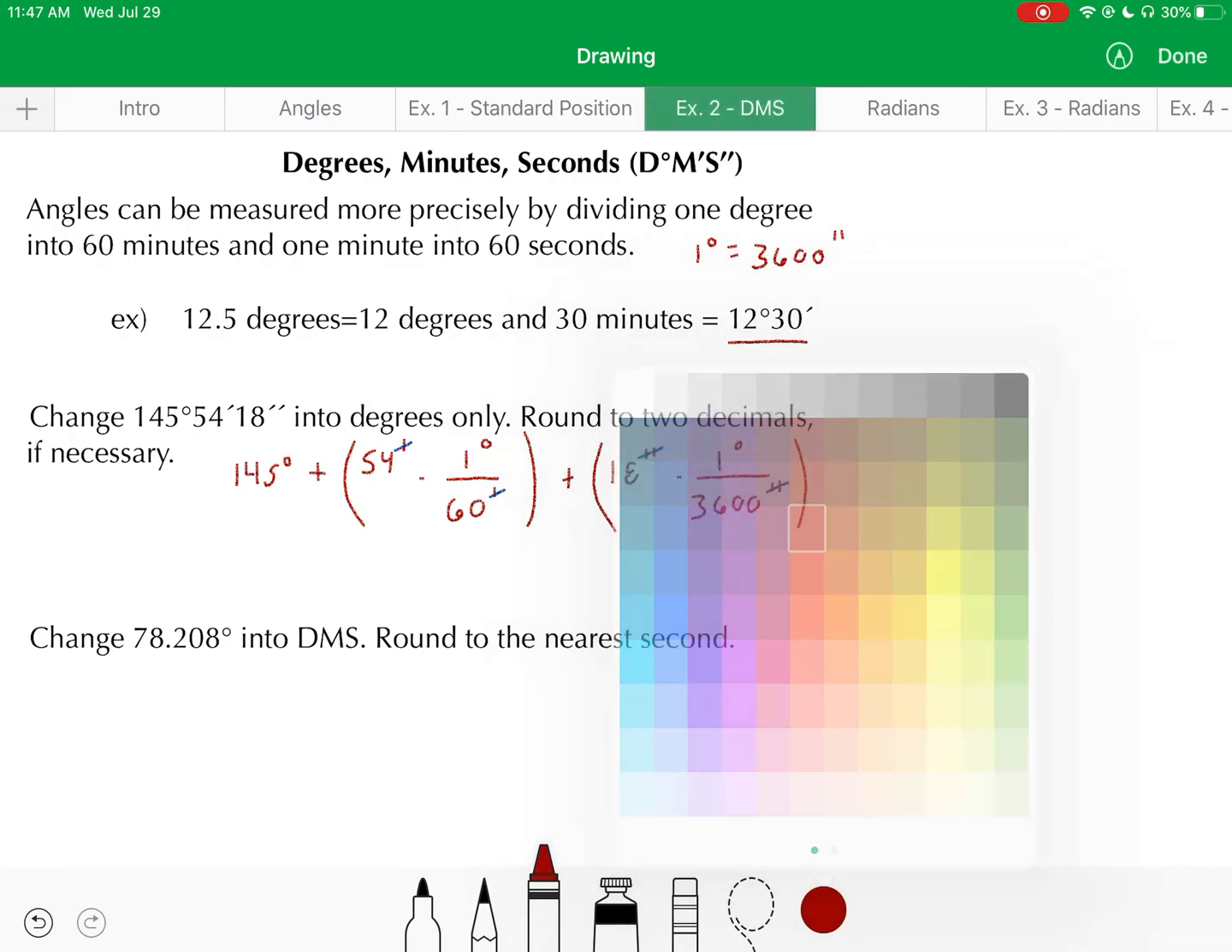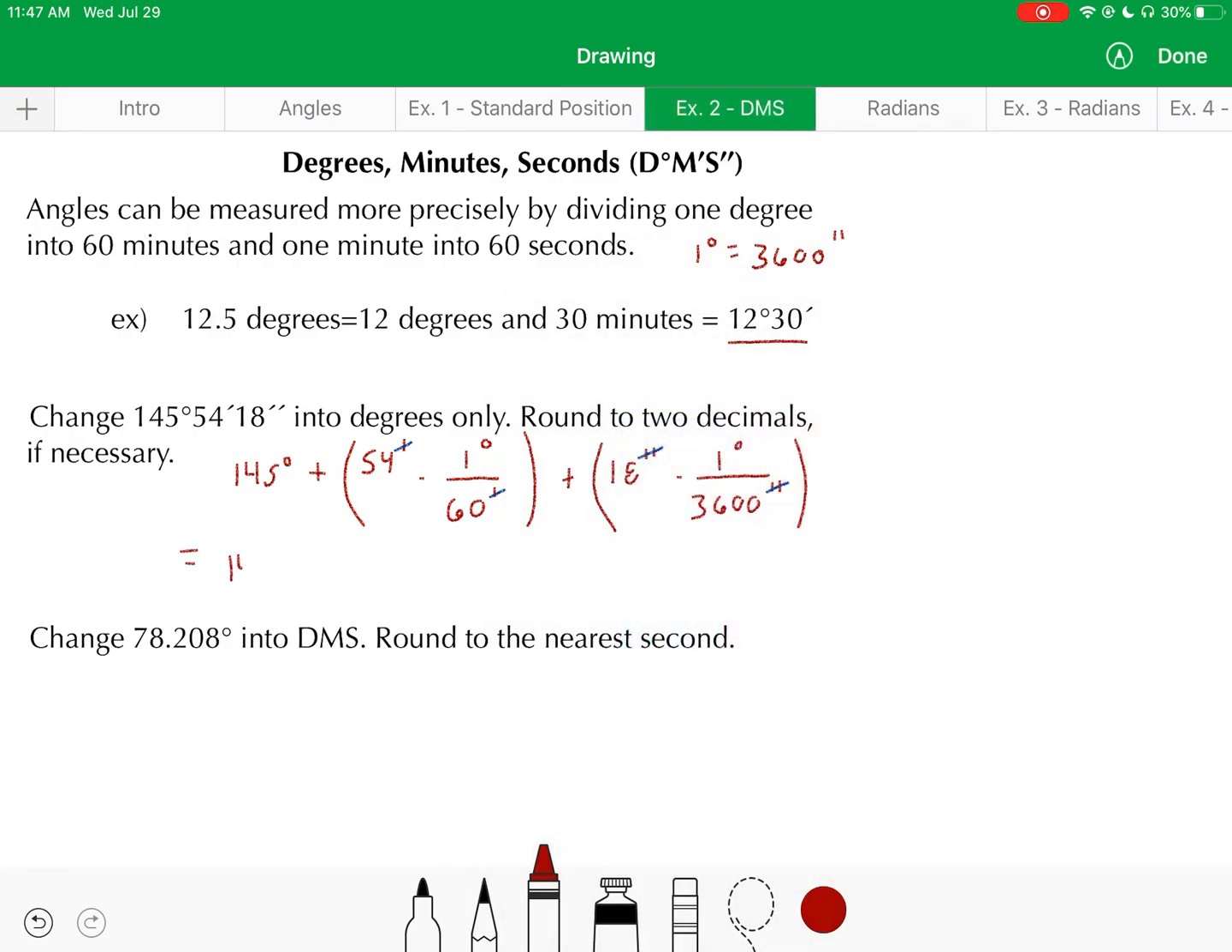okay? All right, so simplifying this a bit, this is going to give me 145 degrees plus 54 degrees over 60 plus 18 degrees over 3600, okay? And then we would just simply punch that all in to our calculator very quickly, and we should get an exact value this time. We don't have to round. It's 145.905 degrees. Okay.